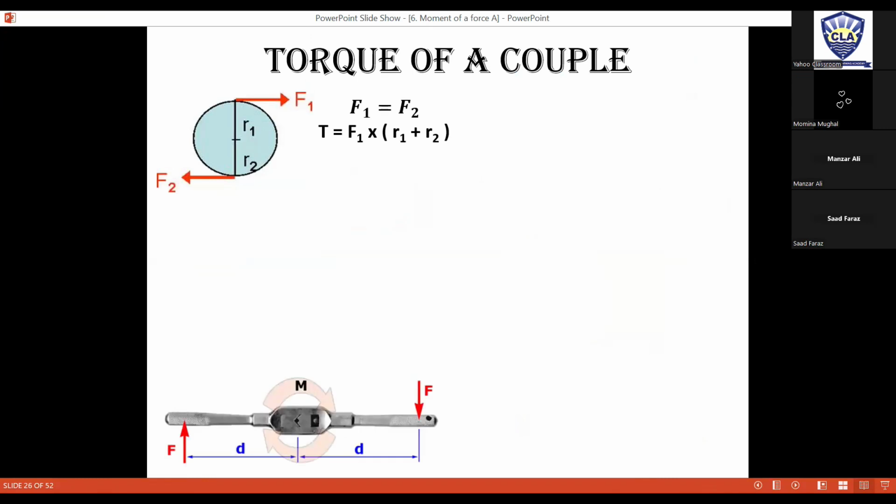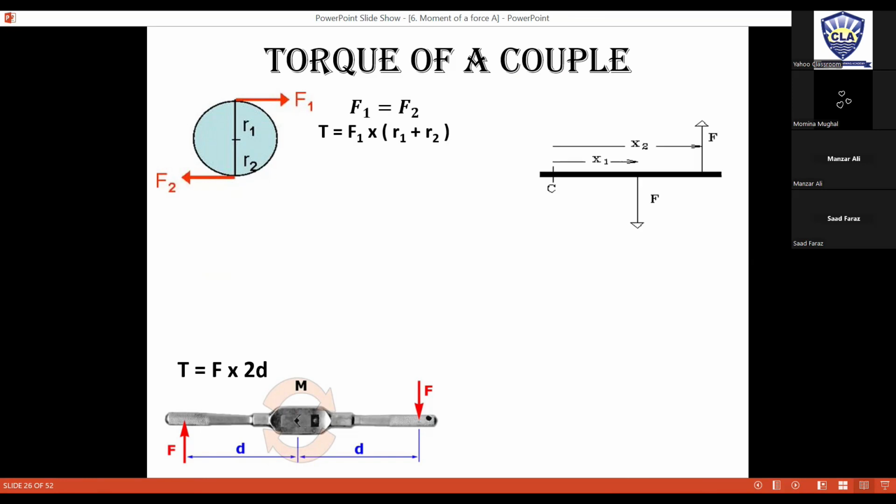Okay. We have two forces F, and we are turning it. Is it a couple? The two forces are equal and opposite. So it is a couple. And the torque will be F into 2D.